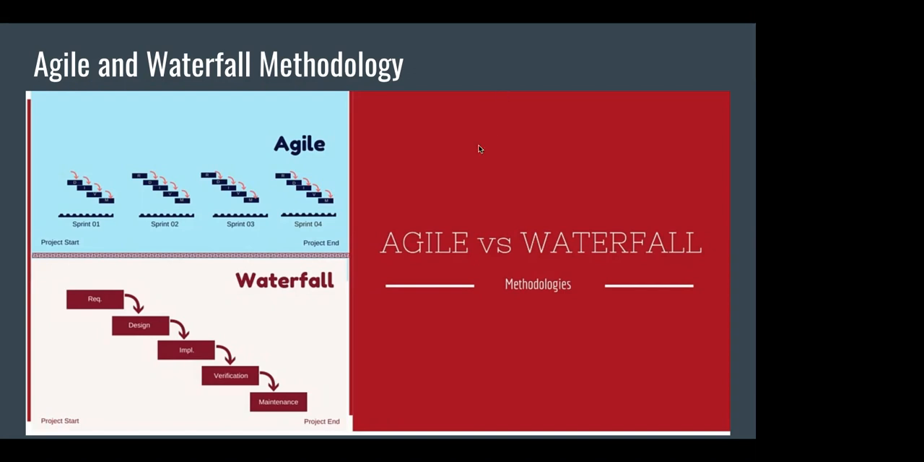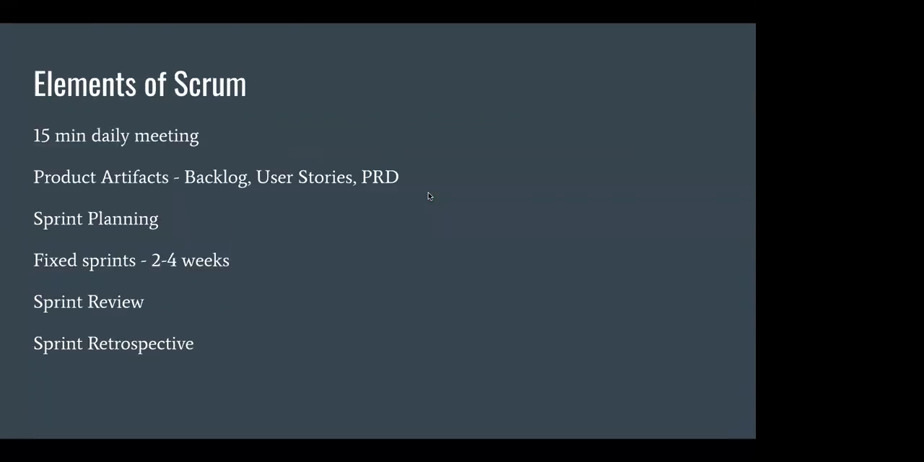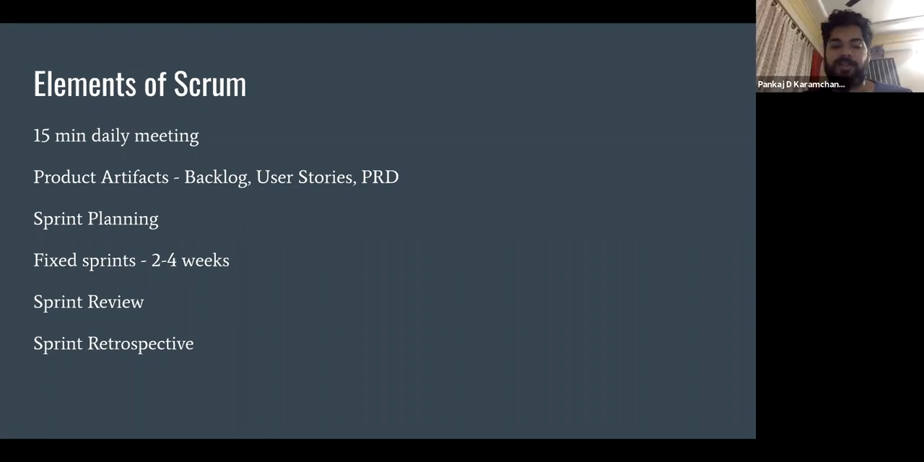Also, sir, in sprint planning, do we have to plan for the entire 20 features at first, or is only the next sprint planned every time? Every next sprint is planned. So say I am in sprint 1 or 2 right now.